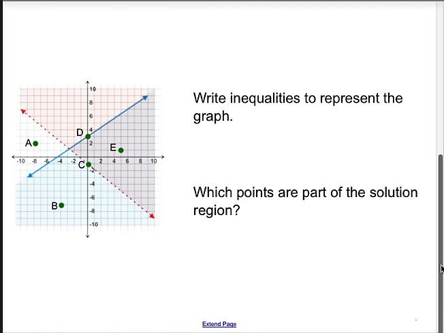All right. So here we're going to practice two skills. We're going to practice writing inequalities. So if I give you an equation, can you write me the inequalities? And then we're going to practice on which region or which points are actually part of the solution. So let's start with the red line.